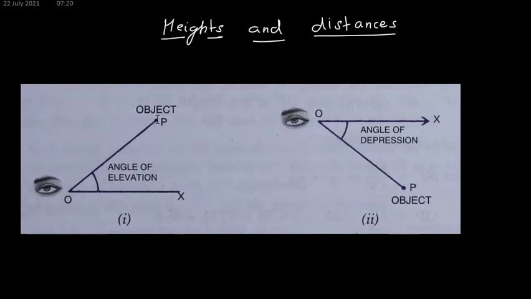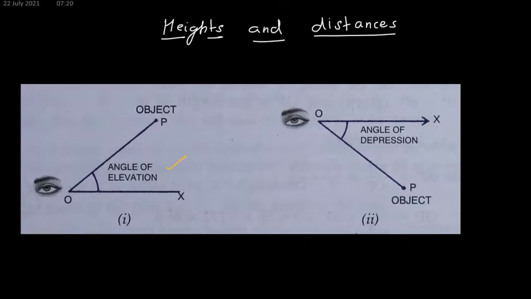Again, suppose you are standing in front of a building, and when you see the top of the building, you have to raise your head towards the top of the building. Then the line in which you are seeing the top of the building makes some angle with the horizontal. That angle is called angle of elevation.